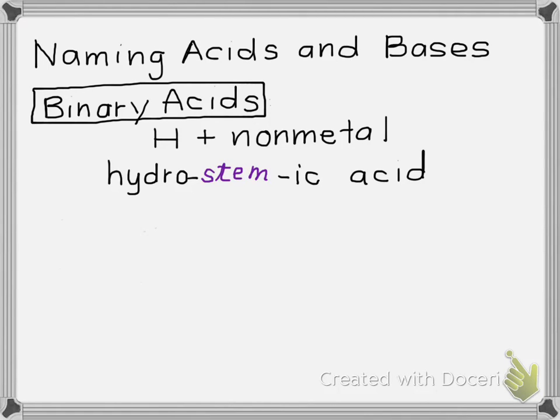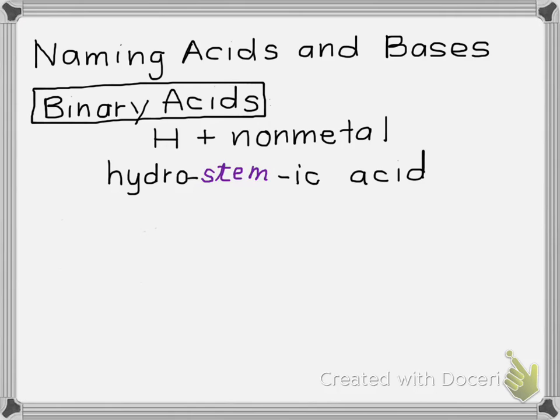This tutorial is going over naming acids and bases. We're going to begin with the naming of acids. We can identify an acid because of the hydrogen in the front of the formula. Let's start with binary acids. Binary acids have hydrogen plus a nonmetal.